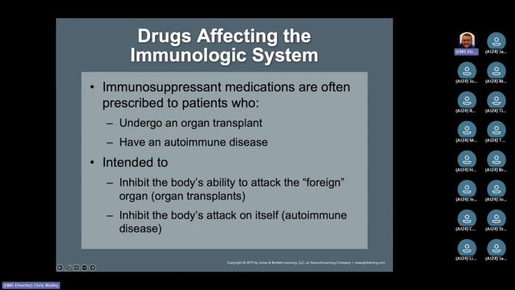Now, again, on the autoimmune side, it keeps the body from attacking itself. You have certain conditions within our own body that some people can't function with, but they have to take a medicine that keeps their body from killing them.